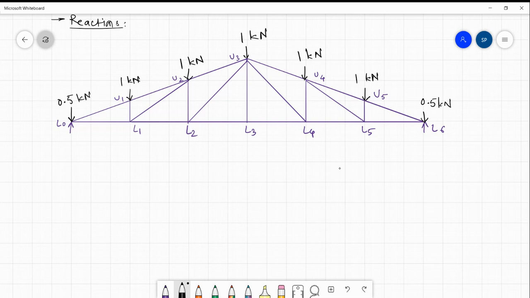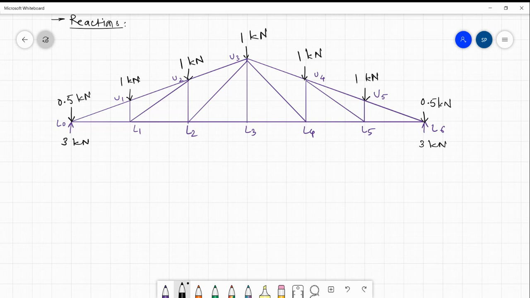Now here at L0 and L6 there is support provided, and as it is a symmetrically loaded truss, the total load divided by 2 will be the reaction at L0 and L6. So total load acting here is 5 plus 1, that is 6. So there will be 3 kilonewton reaction developed at each support. These are all the external loads and the reactions developed at the supports. Now we have to analyze this truss graphically.